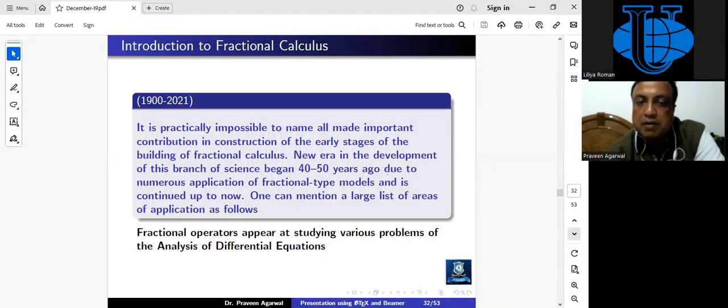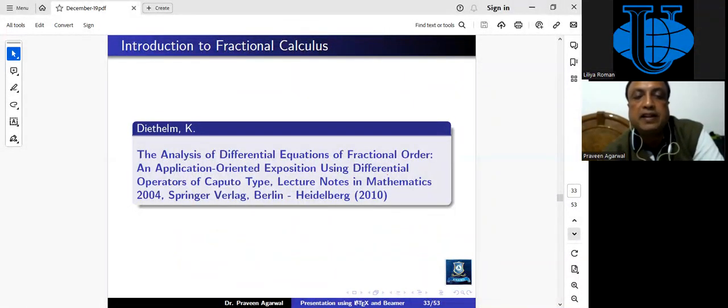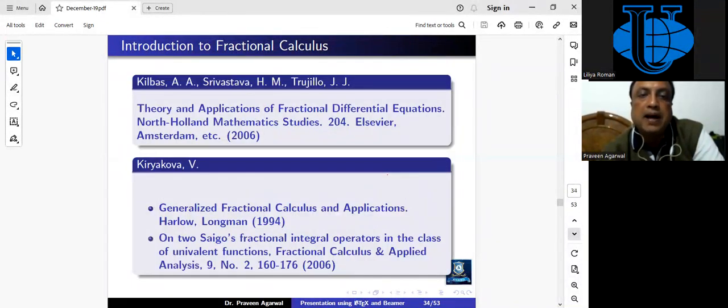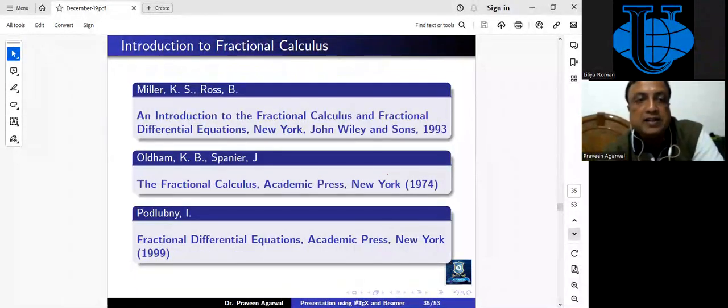So here I mentioned some of the brief applications. Fractional operators appear in the study of various problems of analysis of differential equations. There is a very important contribution by D.K. Ditlin. Then Kilbas, Srivastava, Trujillo gave a very important monograph. Then Virginia Kiryakova developed many good papers in this direction. Then Miller and Ross, Oldham and Spanier's book is very popular. Then after that, Podlubny on fractional differential equations.